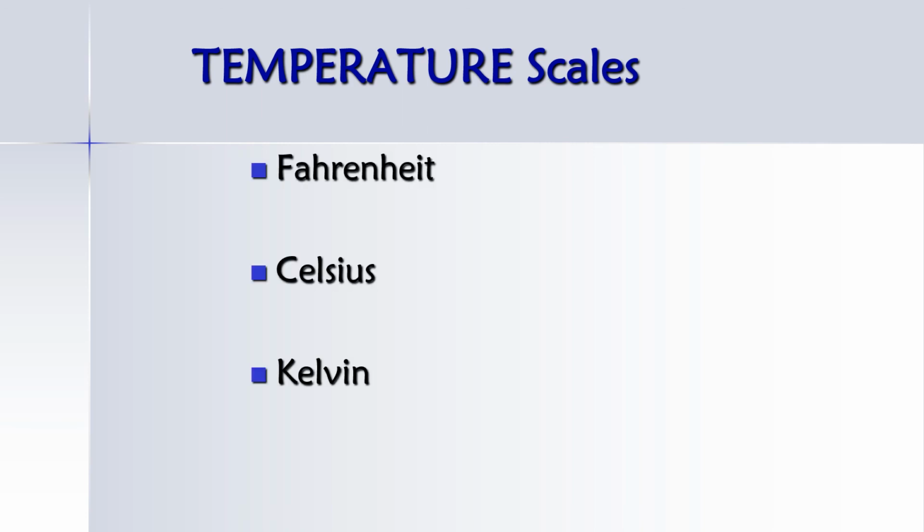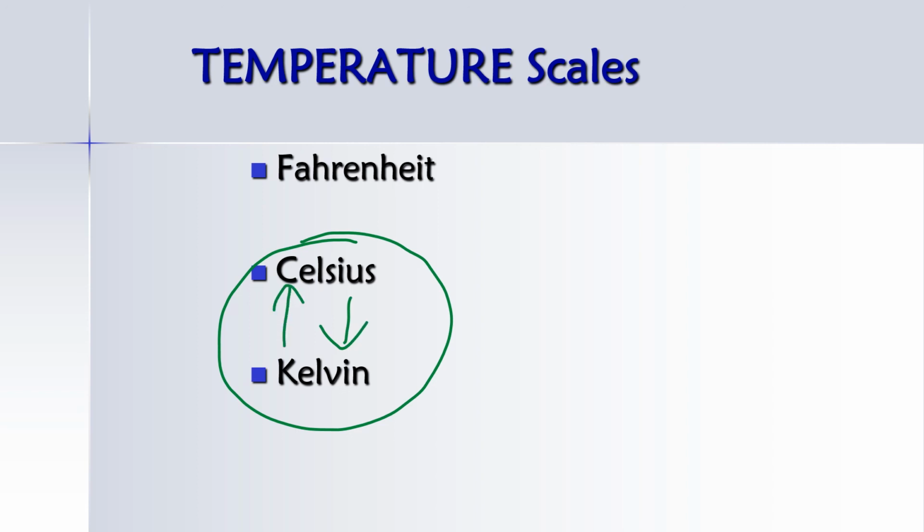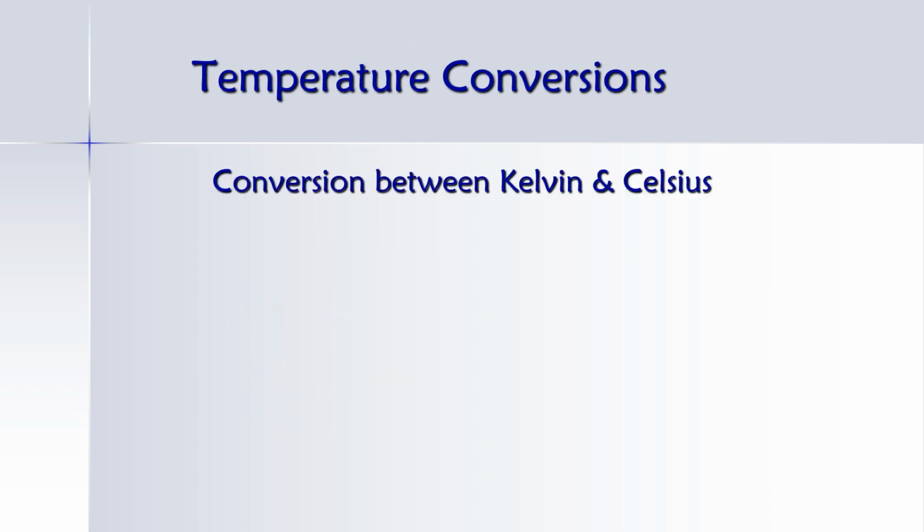There are three temperature scales: Fahrenheit, Celsius, and Kelvin. For this class, we will only be focusing on Celsius and Kelvin. In general, we can technically convert all three of them from one scale to the other, but in this class, we'll only look at how we can convert Celsius to Kelvin and Kelvin to Celsius. Okay, so let's quickly look at how we can do that.